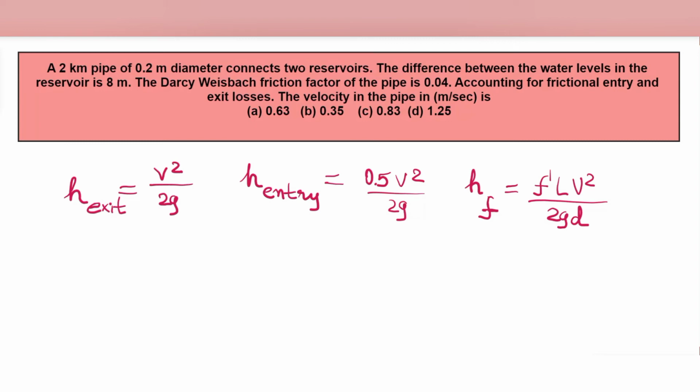F dash हमने इसलिए लिया बिकॉज क्वेश्चन में हमें फ्रिक्शन फैक्टर दिया हुआ है. Therefore friction factor F dash is equal to 4F.